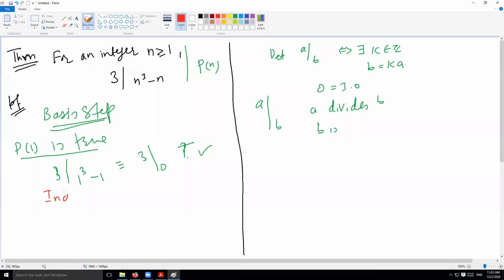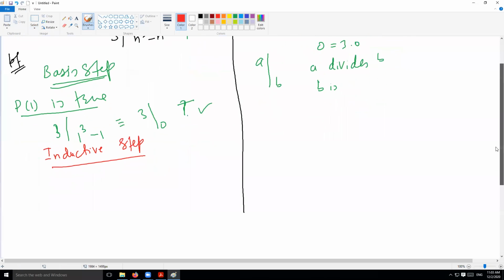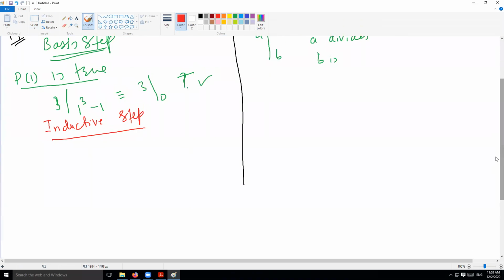And what will happen in the inductive step? In the inductive step, always you have to take care: assume that the given statement is true for P of k and prove that it is also true for P of k plus 1. So assume P of k is true. That is, 3 divides k cube minus k.